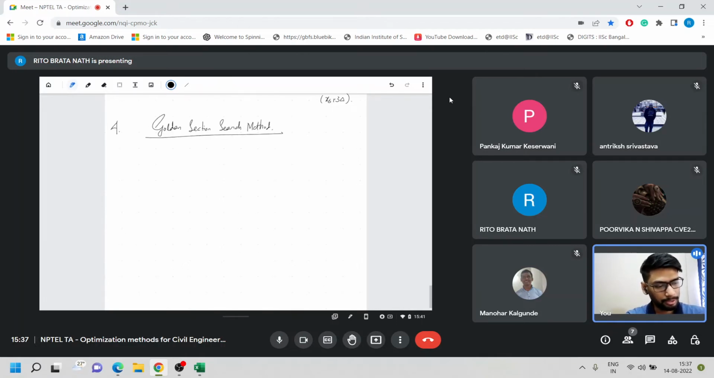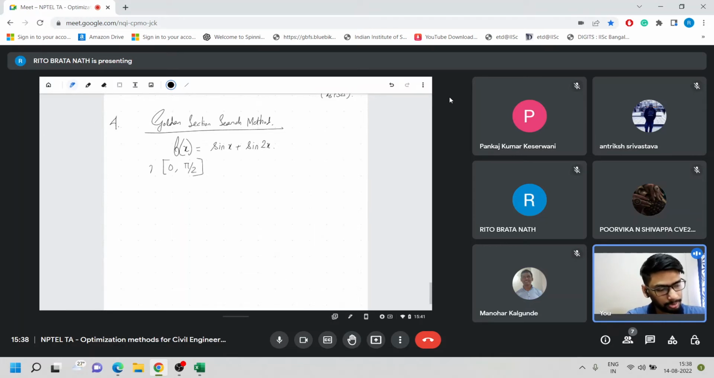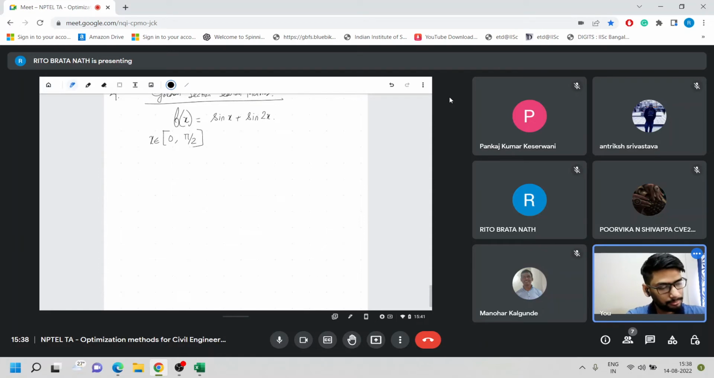So here also, suppose I give you one function f(x), say it's sine x plus sine 2x, something like this. Now I tell you, using this golden section search method, suppose I give you this interval 0 to pi by 2, so your x belongs to this interval. So find where f(x) attains maximum value in this interval.